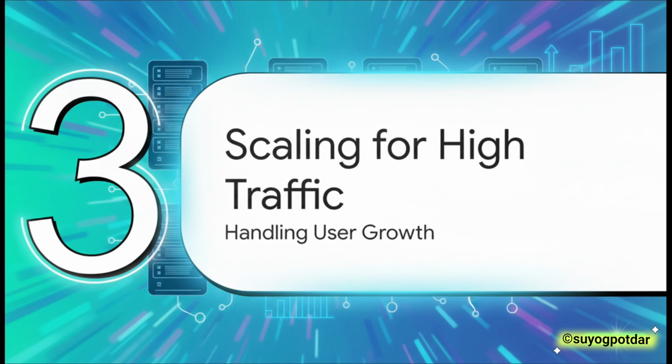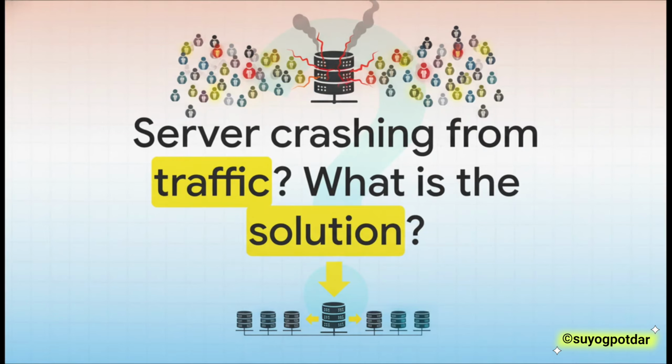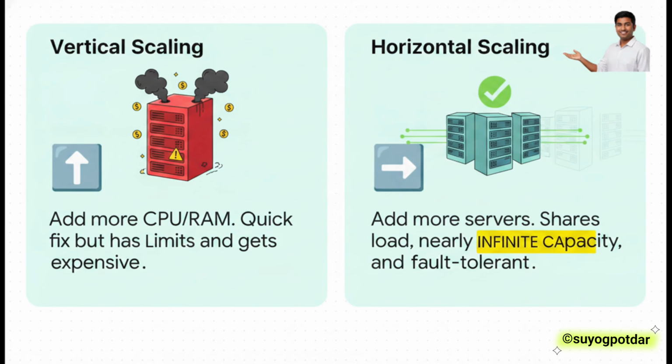All right, so our data is safely stored. But what happens when our app suddenly goes viral? That brings us to Section 3, scaling for high traffic. Picture this scenario. Your user base absolutely explodes overnight, and your single application server is choking under the weight of 1 million requests. It's crashing. What is your immediate solution? Well, you generally have two choices.